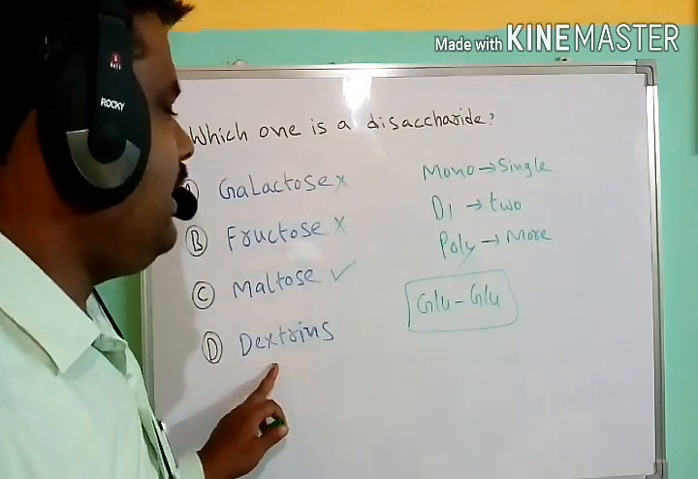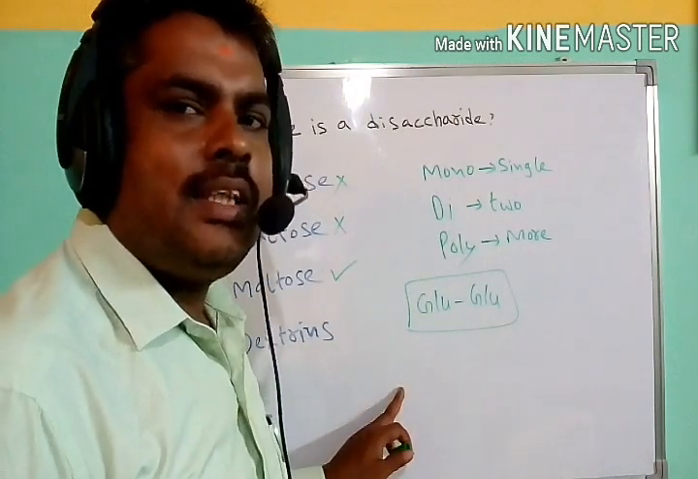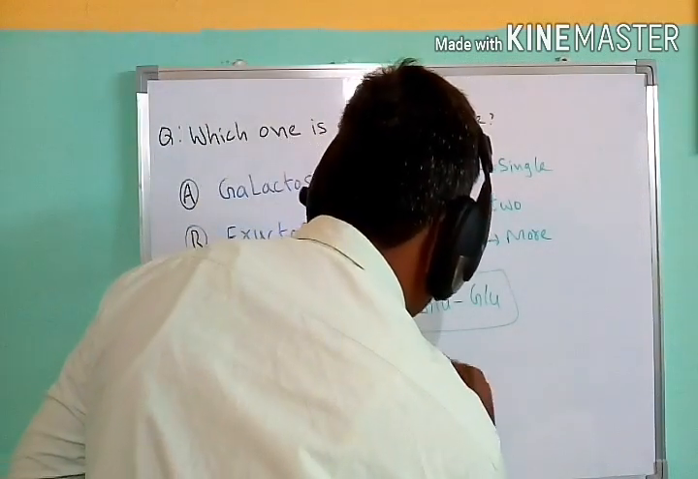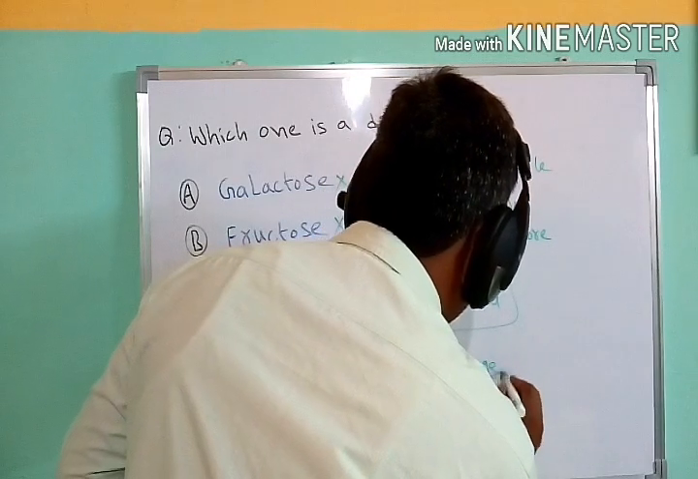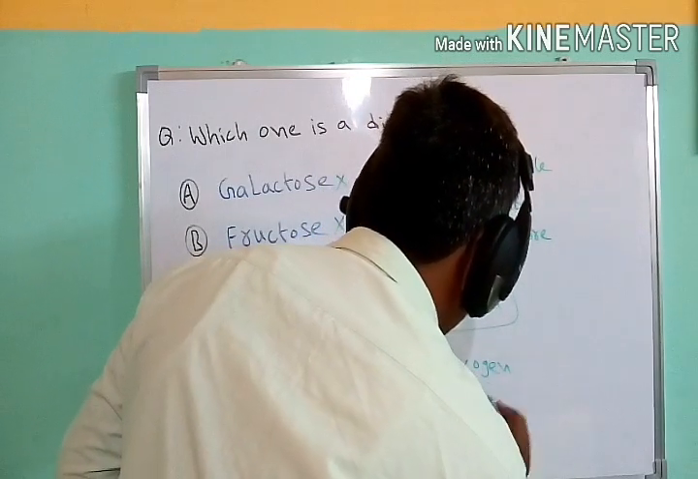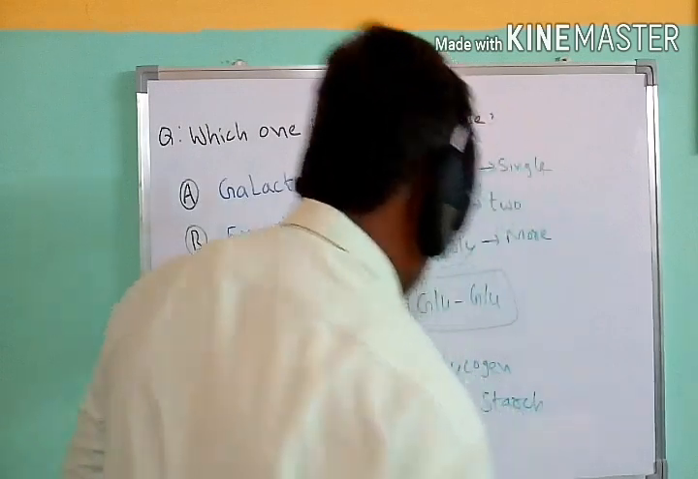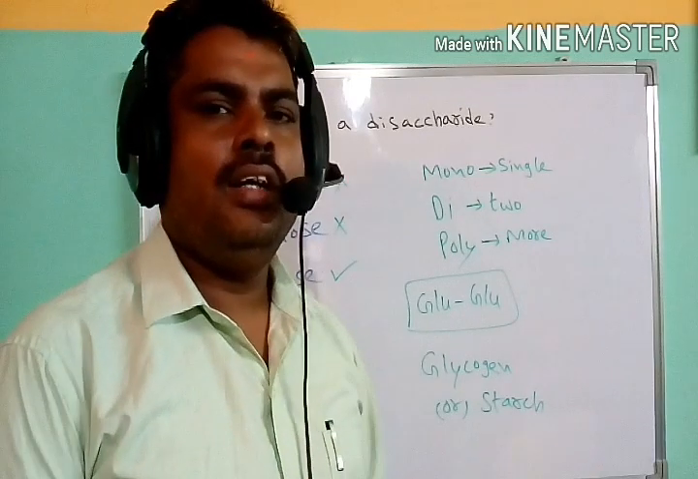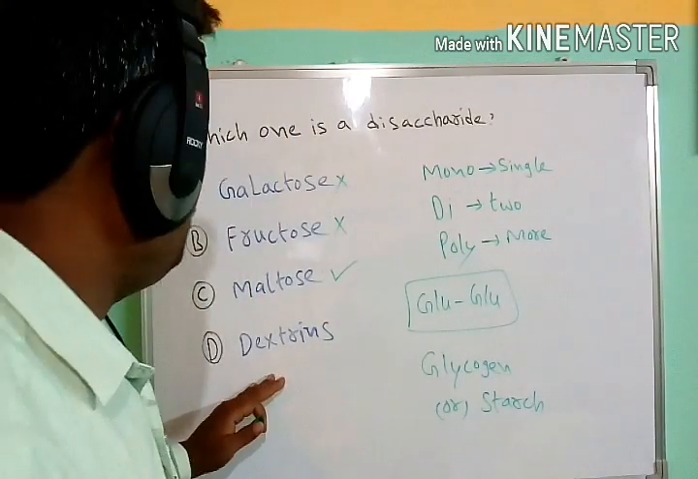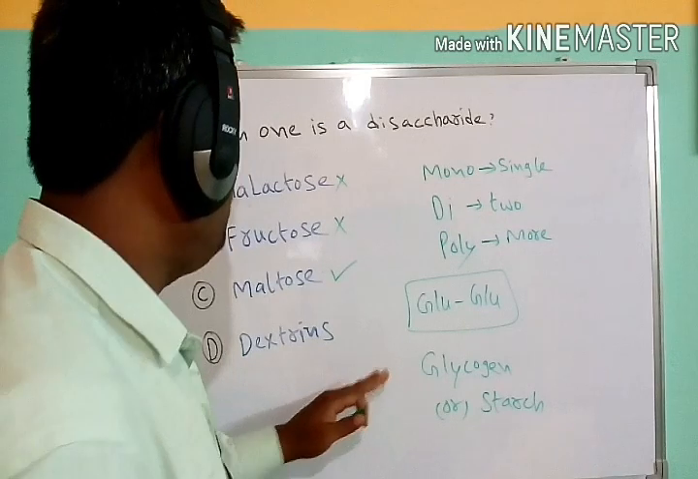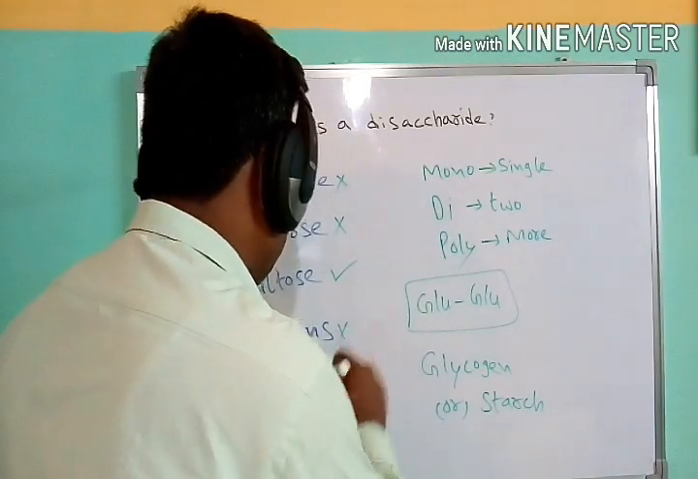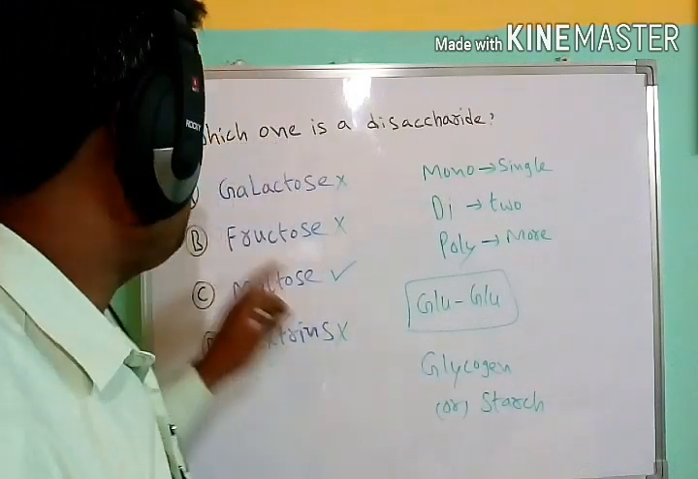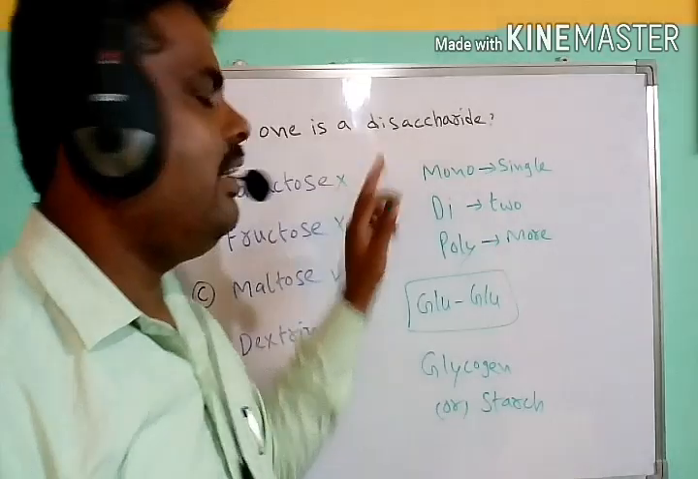Next, dextrins. Generally, dextrins are substances which come from the hydrolysis of glycogen or starch. Through the hydrolysis of glycogen or starch, they give dextrins. So dextrins come under polysaccharides, so it is not a correct option for this question. So which is the correct option here? Maltose is a disaccharide.